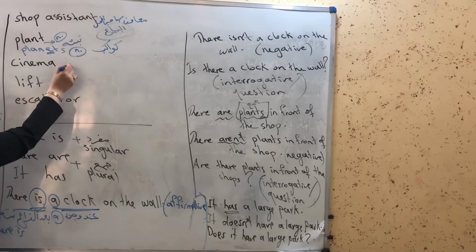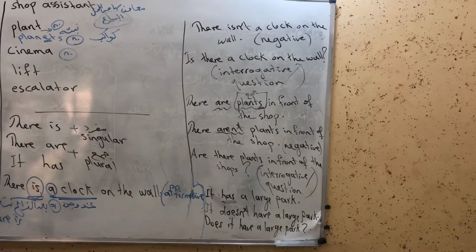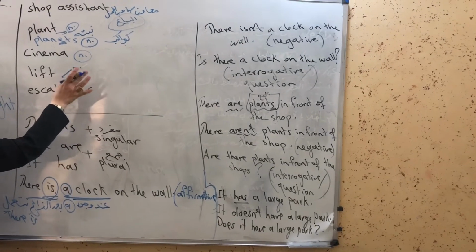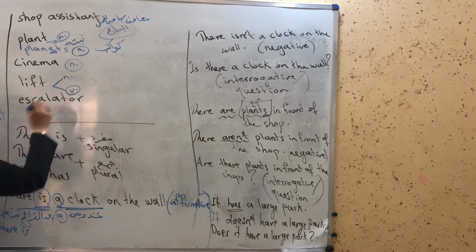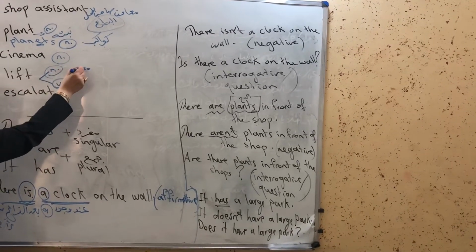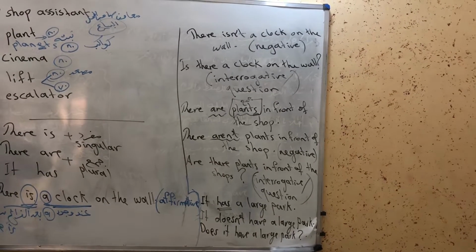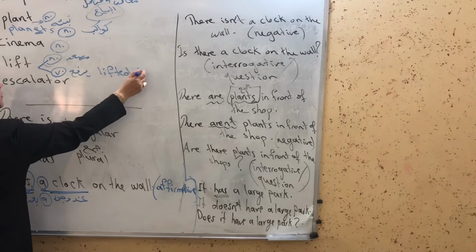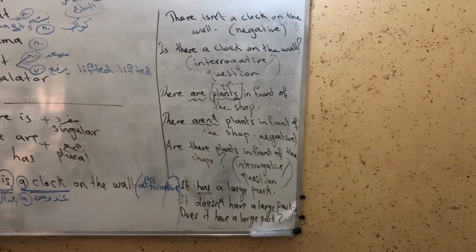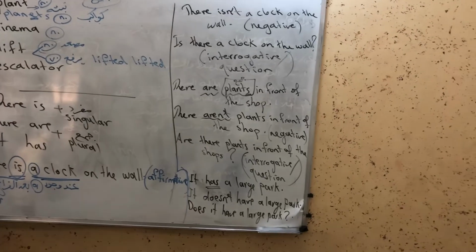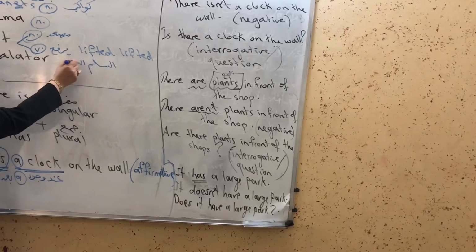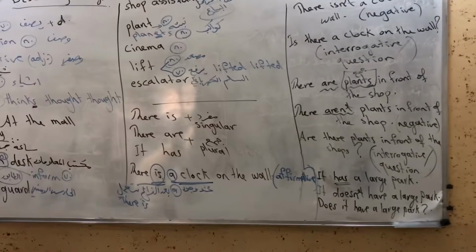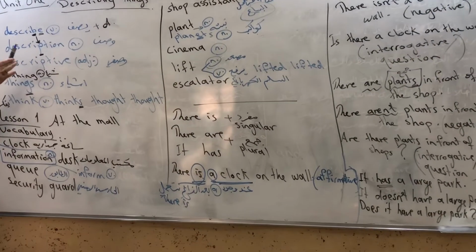And then we have the word cinema. In Arabic also cinema، بالعربي أيضا سينما. Lift it has two meanings and two parts of speech. We can use it as a noun، نستعملها كـnoun lift بمعنى مصعد. And we can use it as a verb، نستعملها فعل بمعنى يرفع. The past and past participle is lifted. And then we have escalator اللي هو السلم الكهربائي.